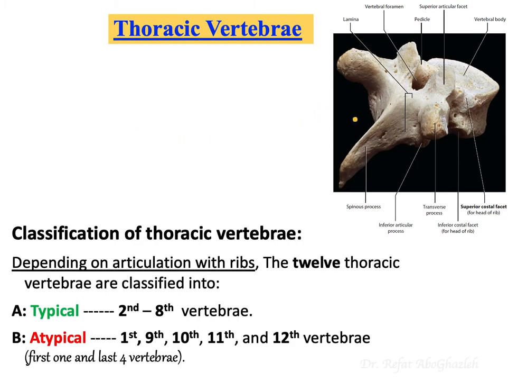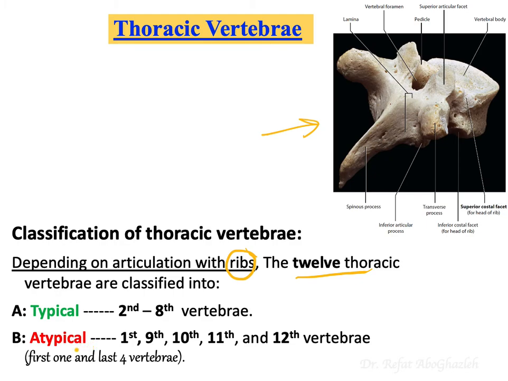The thoracic vertebrae, as you see here in this natural thoracic vertebra in this illustration, my friends, can be classified depending on the articulation with ribs. What does it mean when you say the thoracic vertebrae are classified according to their articulation with the rib? That means we have to memorize the ribs, the typical and atypical ribs, and how they articulate. What I want to say now is that we have 12 thoracic vertebrae, and again they are classified, because of their attachment to the ribs, into typical and atypical.